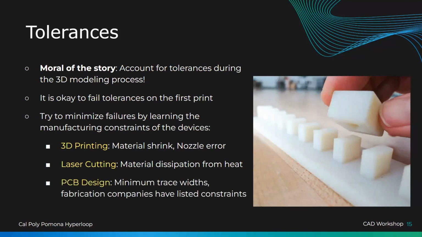So again, there are going to be these issues with manufacturing that cause some error. With 3D printing, it's nozzle error or material shrinkage with the PLA. Laser cutting can involve material dissipation from the heat of the laser. And then PCB design, there's always a little bit of error with how they make the PCBs. So you have to have minimum distances between the traces to make sure that there's never any overlap, because that'll cause a short. We'll talk about this more during PCB design, but if you ever make your own PCB, you have to check your manufacturer's website, because they'll give you the specifications of what kind of tolerances they can accommodate.